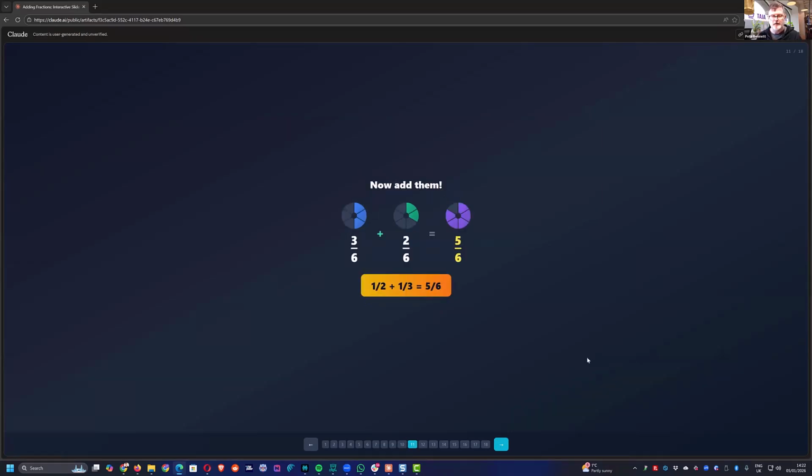Because the denominators are the same, we can just add them. So 3 plus 2 equals 5. 6, we don't need to touch. We've got 5/6. That's the correct answer.